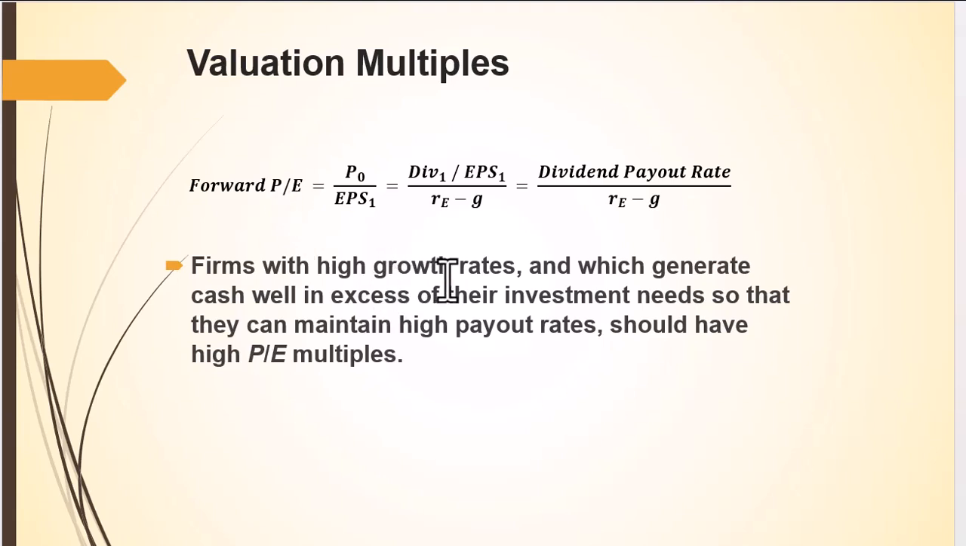Companies with high growth rates, which also generate cash, right, and invest less than their needs, are going to maintain high payout rates. So they should have high PE ratios. So companies that have lots of growth and also generate lots of cash will tend to have higher PE multipliers than other companies.